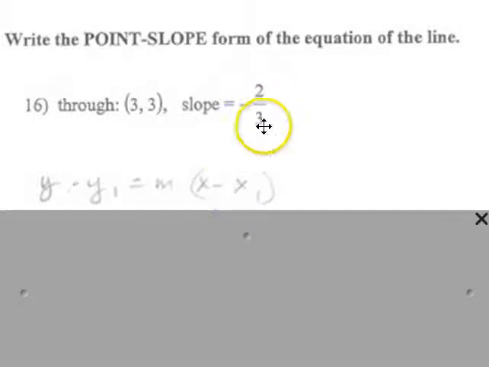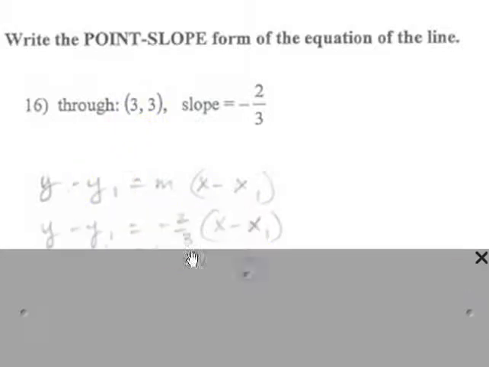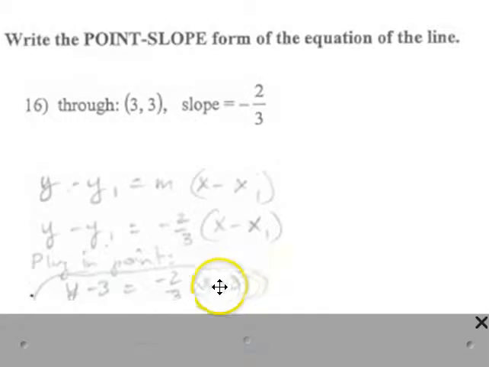Well, there's my slope, negative 2/3. I put it in there. And my point, the x value is 3. I put that there. The y value in this case happens to be the same thing, also 3. I put that 3 there. And so there's my slope, negative 2/3. And now I've plugged my 3's in, and y minus 3 equals negative 2/3 times x minus 3. That's the equation in point-slope form.